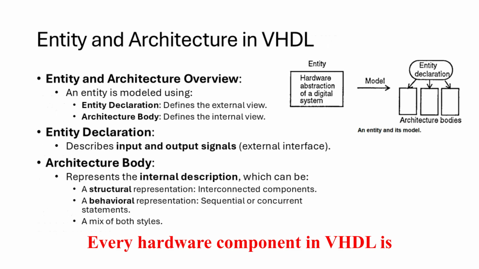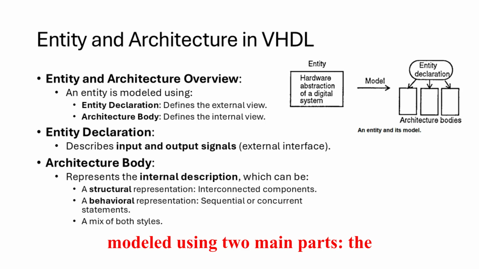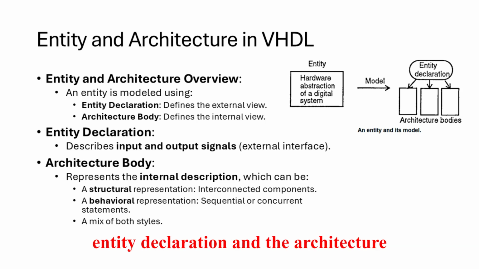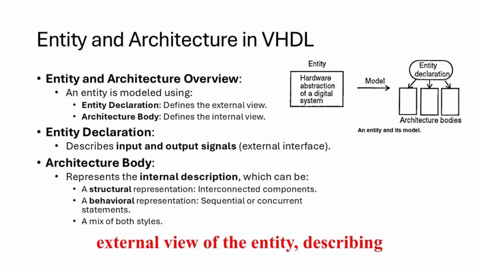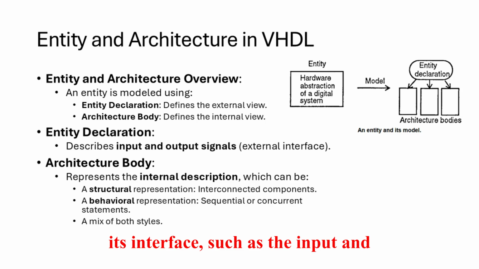Every hardware component in VHDL is modeled using two main parts, the entity declaration and the architecture body. The entity declaration provides the external view of the entity, describing its interface, such as the input and output signal names.